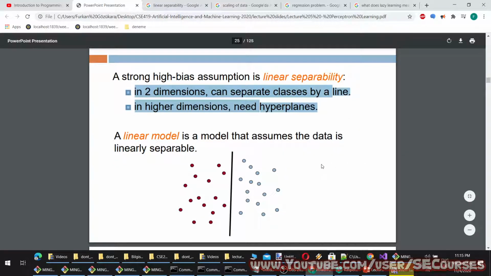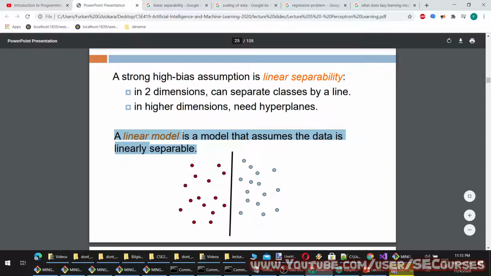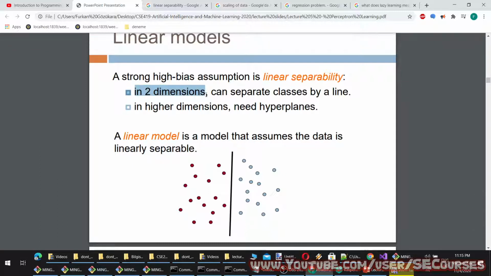In 2 dimensions, we can separate classes by a line. In higher dimensions, we need hyperplanes. A linear model is a model that assumes the data is linearly separable. So if you have only 2 features, which means you have 2 dimensions, you can separate classes by a line. You may not be able to as well. However, if you have more than 2 features, which means you have more than 2 dimensions, you will need hyperplanes.